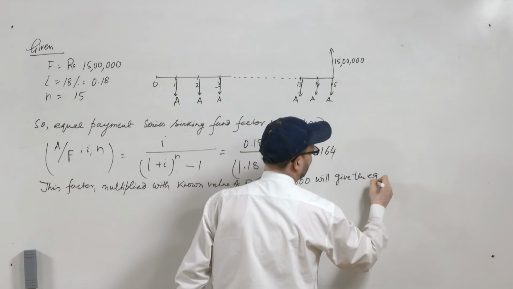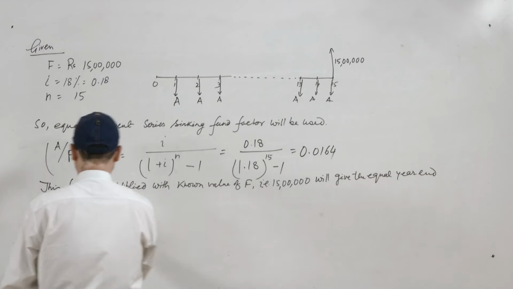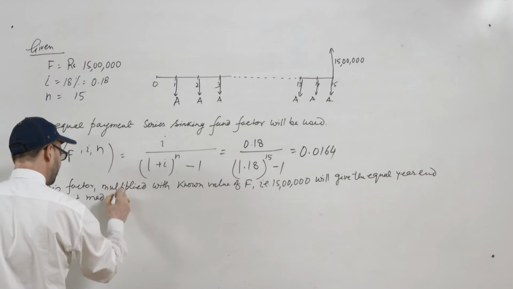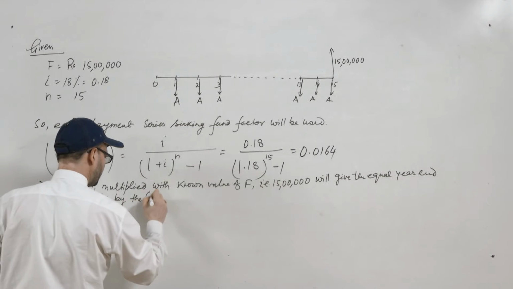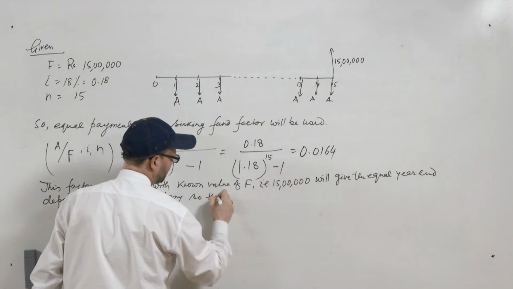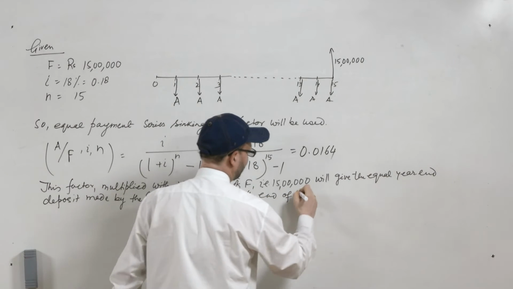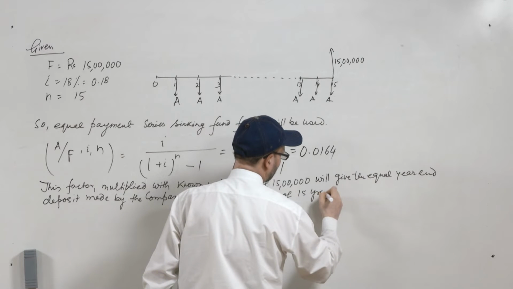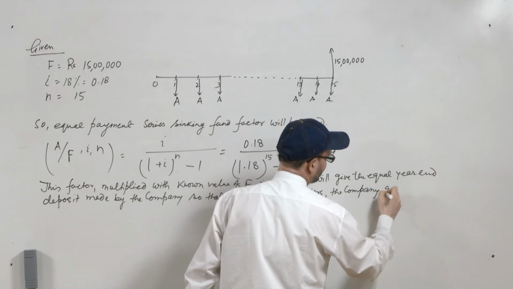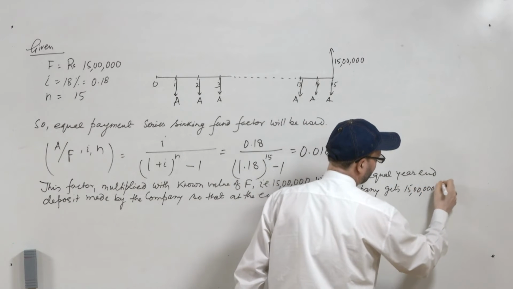the equal year end deposit made by the company, so that at the end of 15 years the company gets 15 lakhs rupees.